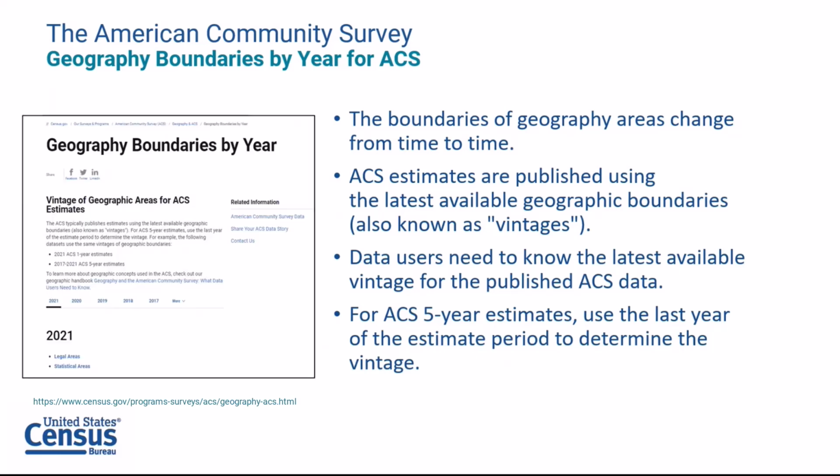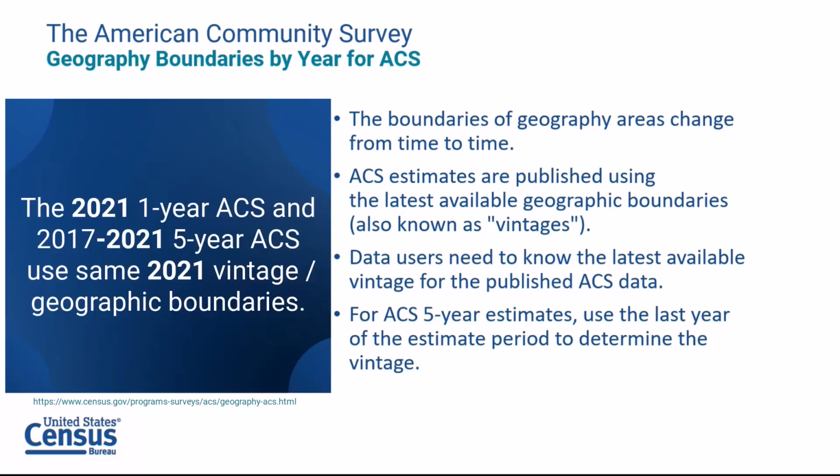It is also helpful to know that for ACS 5-year estimates, we use the last year of the estimate period to determine which geographic boundaries were used. For example, the 2021 ACS one-year estimates and the 2017 to 2021 ACS 5-year estimates use the same vintage of geographic boundaries.